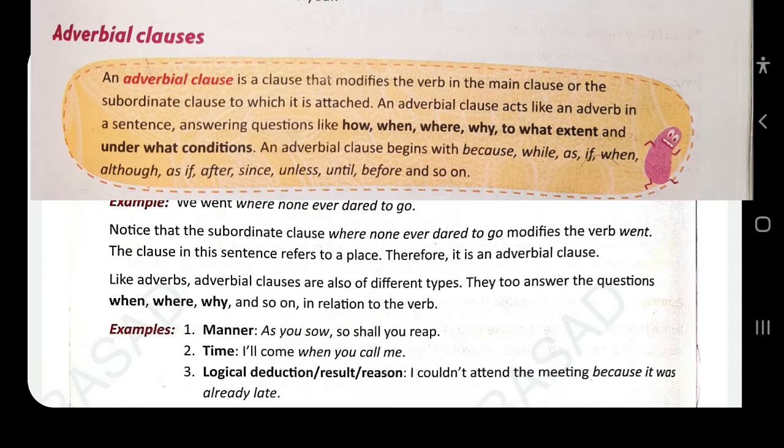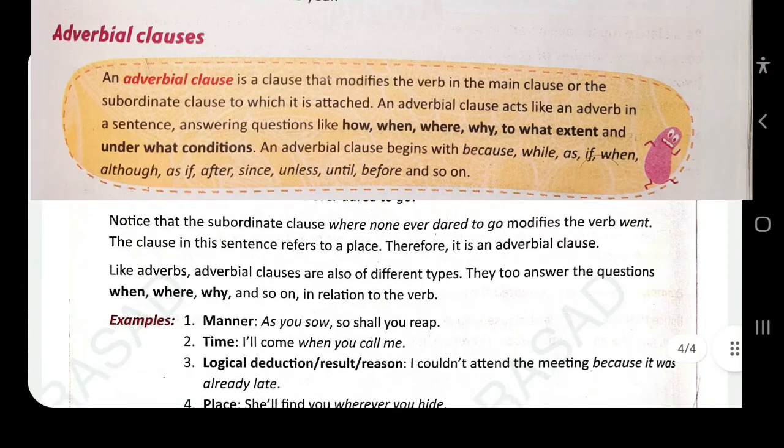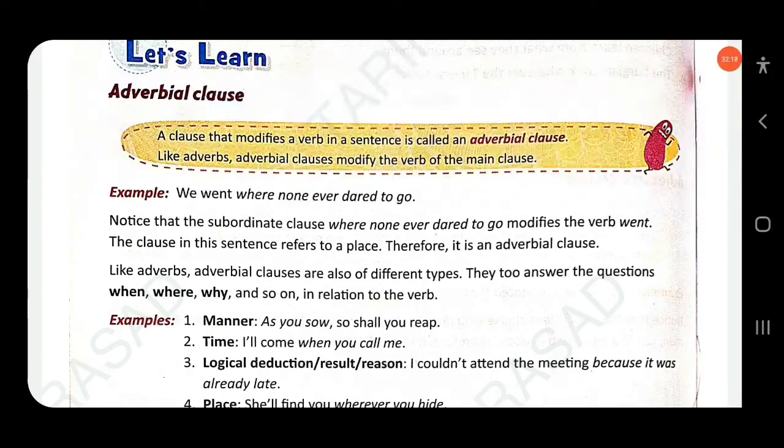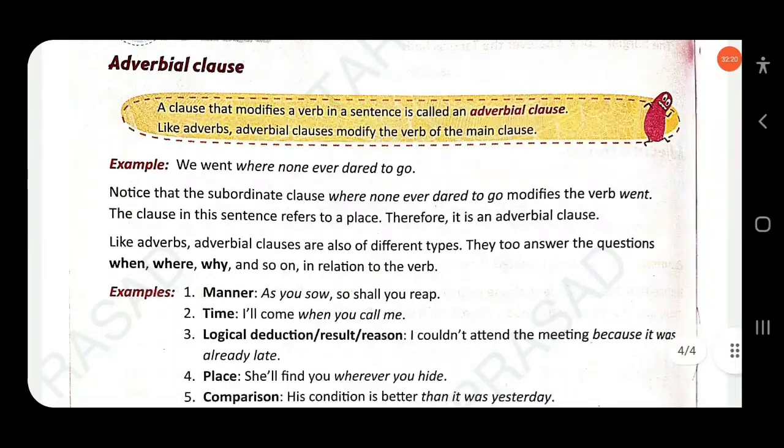As you have read the types of adverb of place, adverb of manner, adverb of degree, adverb of frequency, similarly, an adverb clause acts like an adverb in a sentence. An adverbial clause begins with because, while, as, if, when, although, as if, after, since, unless, until, before, and so on. You have to remember all these so that you can easily identify the adverb clause in a sentence.